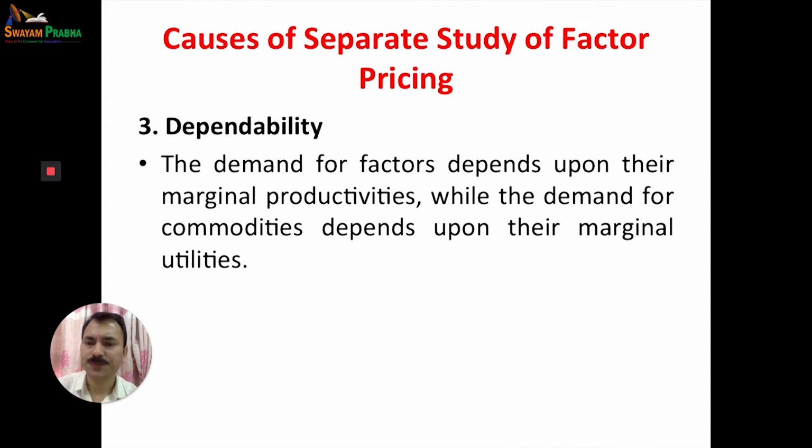Now, dependability. The demand for factors depends upon their marginal productivities. It's very important. The demand for factors depends upon their marginal productivities, while the demand for commodities depends upon their marginal utility, the quality in that product which satisfies our wants, the value in use of the product. Whereas the demand for factors depends upon the marginal productivity: how much they produce, how much they contribute in the production.